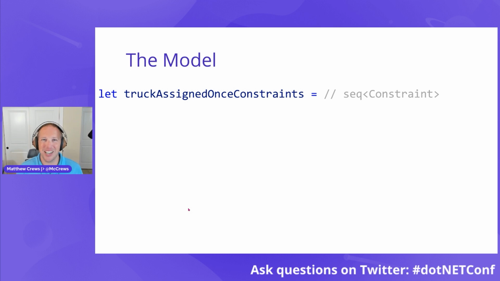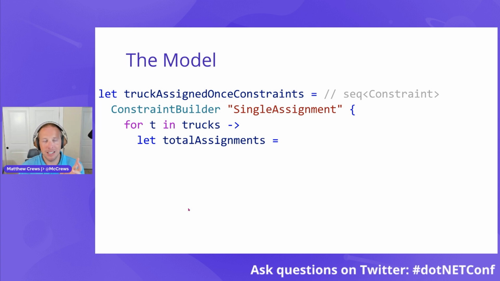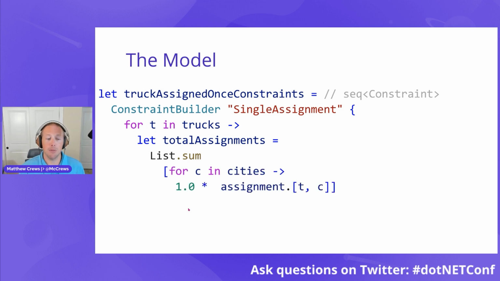I now need to create some constraints. Each truck can only be used once. It's not possible for a truck to physically go to multiple cities simultaneously. So these are my single assignment constraints. For each truck, I want to sum the total number of times that truck has been assigned, and I'm going to use a list comprehension and sum it. So for each city, I take whether I was assigning the truck to that city and sum those all up. That sum, the total number of times it's assigned, has to be less than or equal to 1. So this will tell the solver, you can assign a truck once or not at all, but that's it.